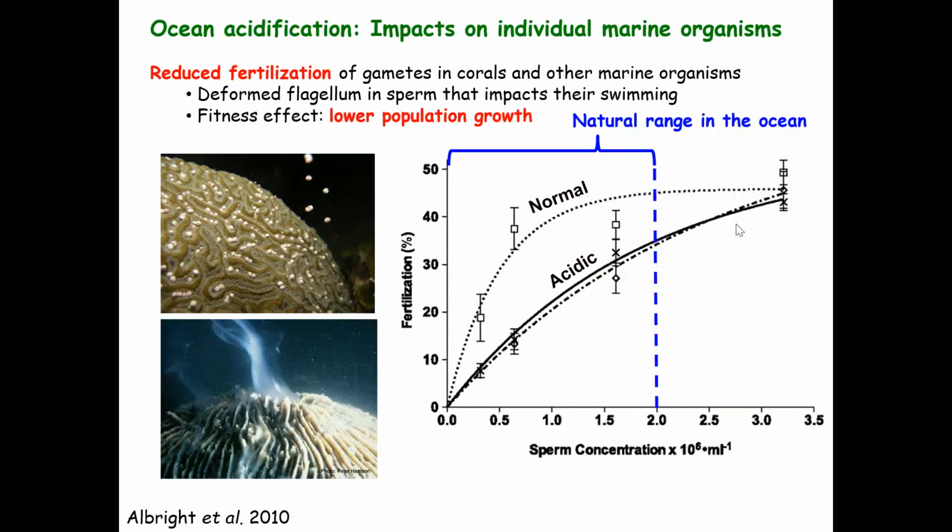Other things to notice, there is a reduced fertilization in coral. So again, if you don't have the ability to create the components to fertilize coral, then the coral doesn't grow. Normally the concentration of sperm from the coral would be reasonably high, with a high percentage of fertilization because it's healthy, and this natural range of the ocean would be in this range. Well, under acidic conditions, you dramatically reduce the percent of fertilization. Less fertilization, less population growth, less coral seas.